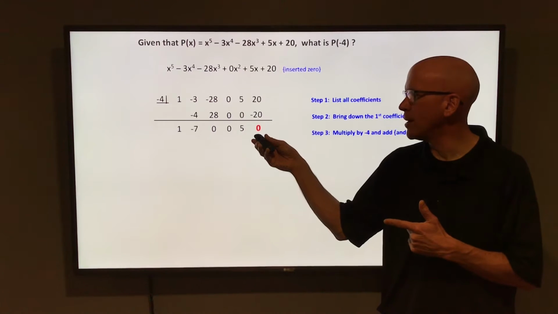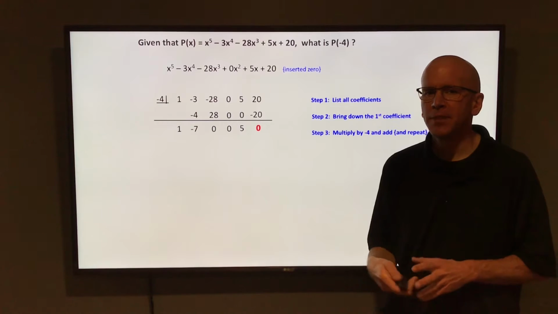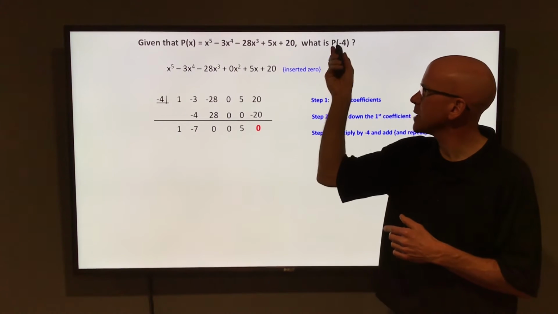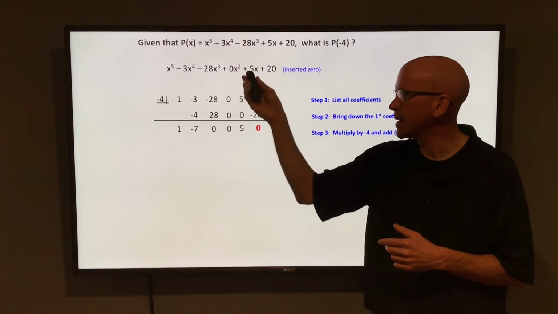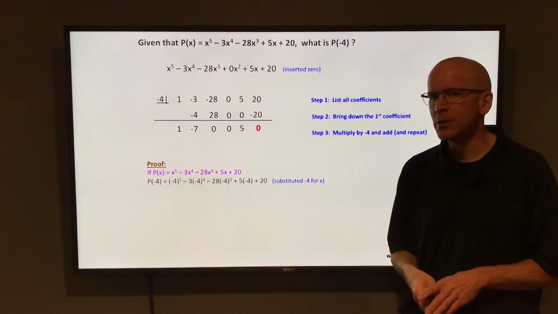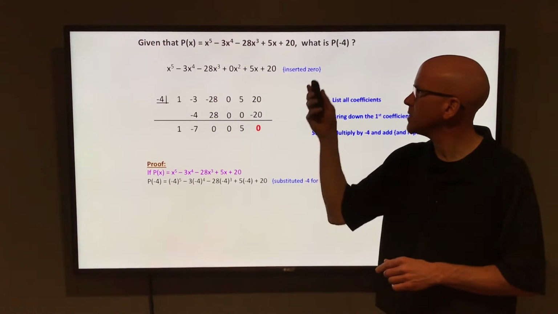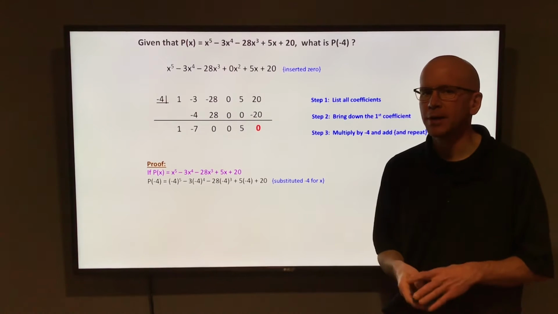That's the remainder if you would divide this polynomial by x plus 4. But that's also what you get when you substitute negative 4 in for x. So if you're asked what do you get when you substitute negative 4 in for x, you get 0. Just to check that, we'll do the old-fashioned substitution where you manually substitute negative 4 in for each one of these x's. This is much more time-consuming.